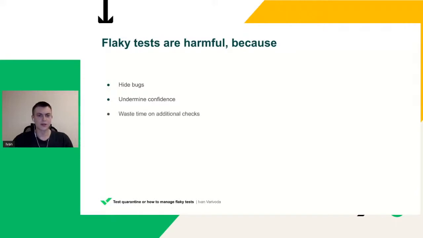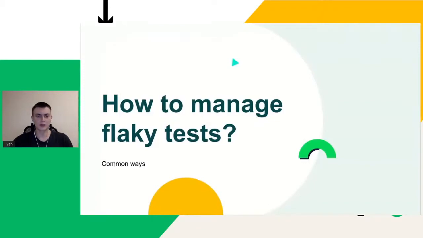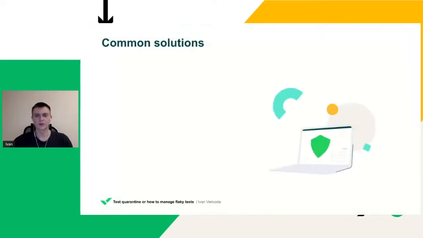The third reason is wasting time on additional checks. For example, a test run has 5 failed flaky tests. In this case, you have to do these checks manually or rerun these tests and waste some time on these actions. Consequently, flaky tests slow down the deploy process. And for us, this is really important because we deploy daily and we have to do it as fast as we can. And how to manage flaky tests in terms of common solutions?